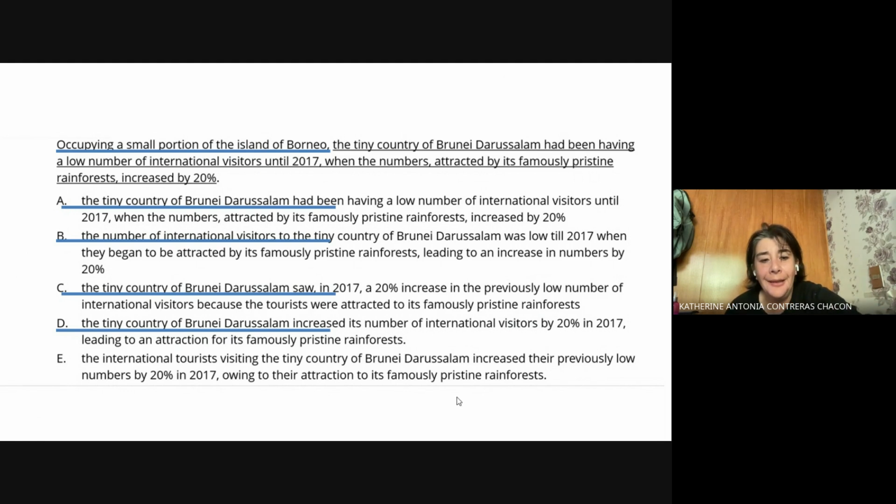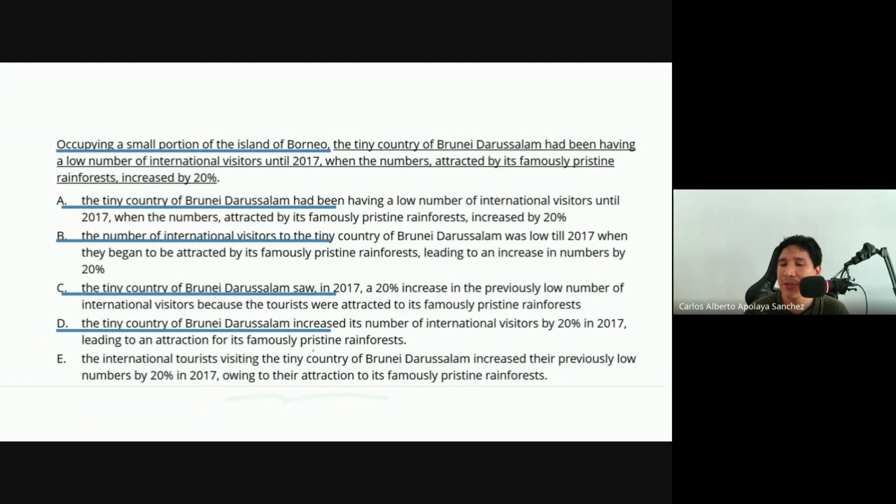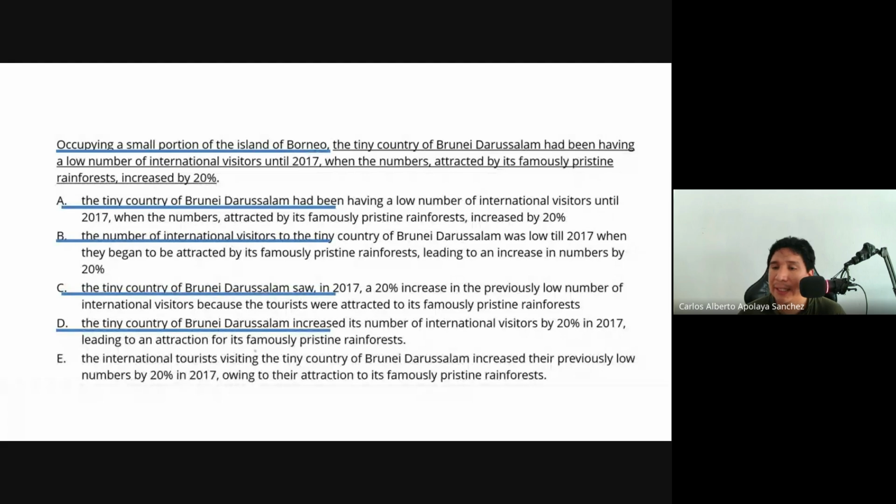Por ejemplo, en la E, después de la comita, dice owing to their attraction. Vale, el owing to puede ir con un sustantivo, puede ir con una oración, pero para que vaya la oración tiene que ir el the fact that.